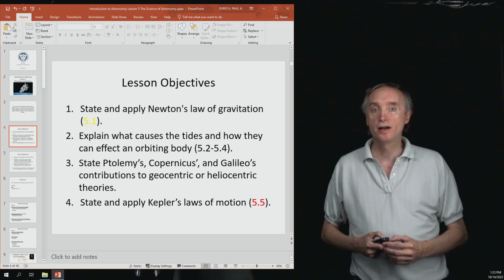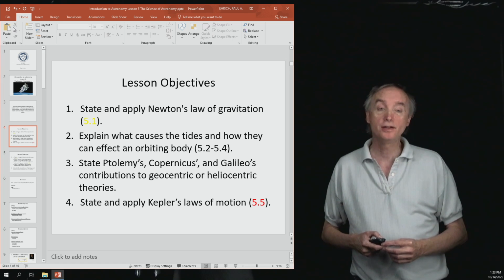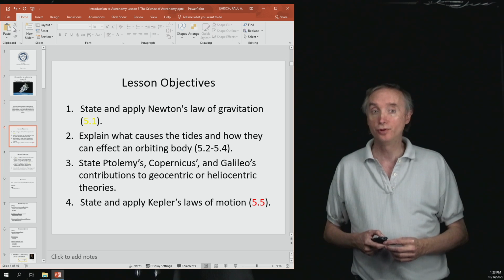So in today's lesson, here's what you're going to learn. You're going to learn what Newton's law of gravity is, and then you're going to learn about the tides, and how the tides can actually pull a moon apart if a moon gets too close to the object that it's orbiting. You're going to learn about these people, Ptolemy, Copernicus, Galileo, and their contributions to the science of astronomy.